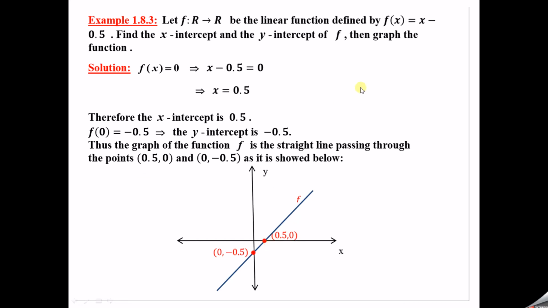And to find the y-intercept, you have to put x as 0. If we put x as 0, the y value will be minus 0.5. Therefore, the y-intercept we are getting is minus 0.5 by putting x as 0. So the corresponding point on the curve is (0, -0.5). So the straight line passes through the points (0.5, 0) and (0, -0.5).